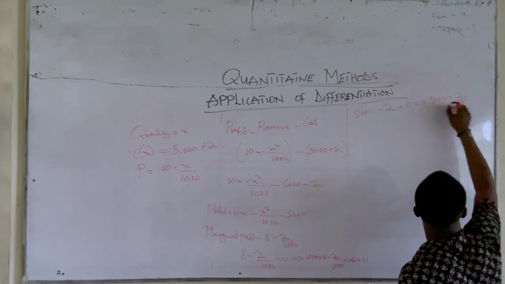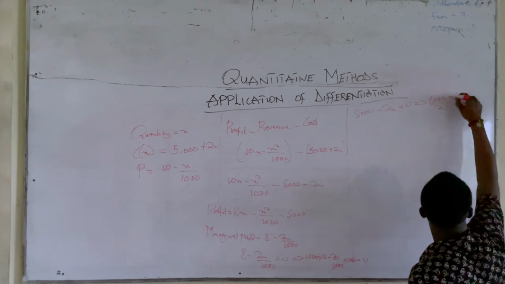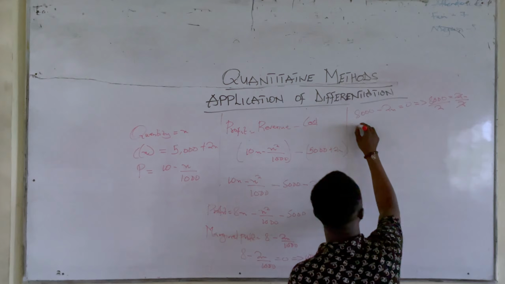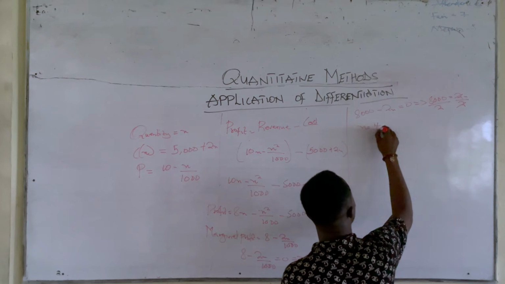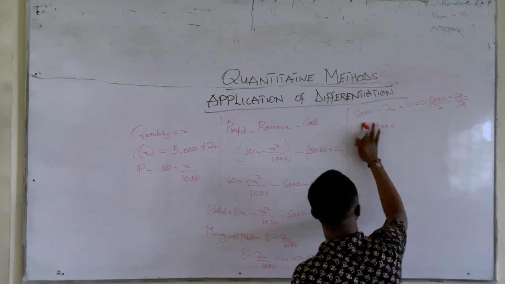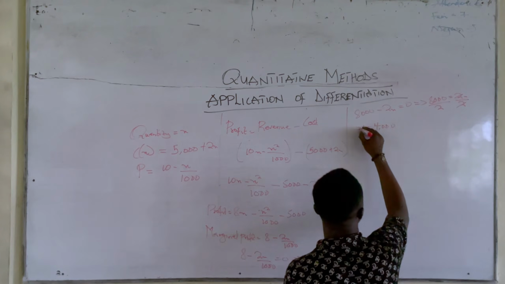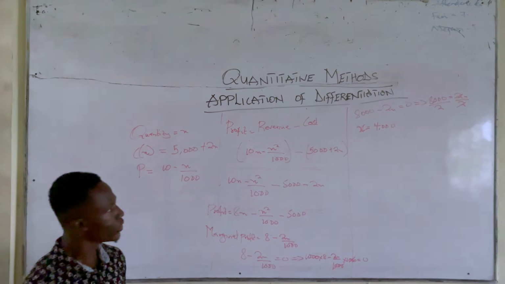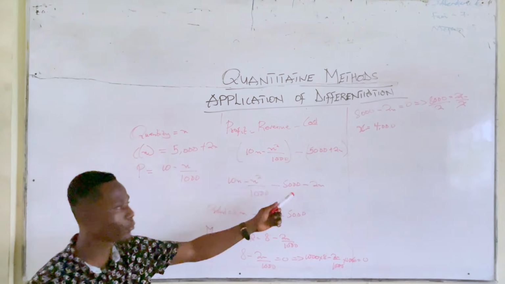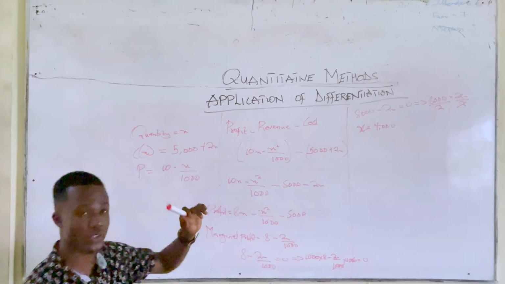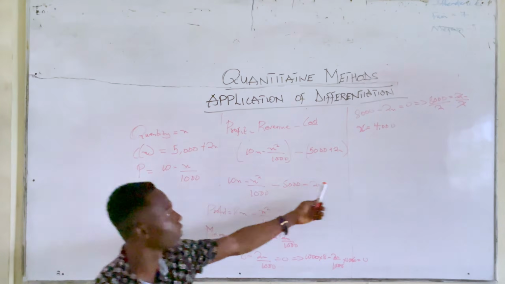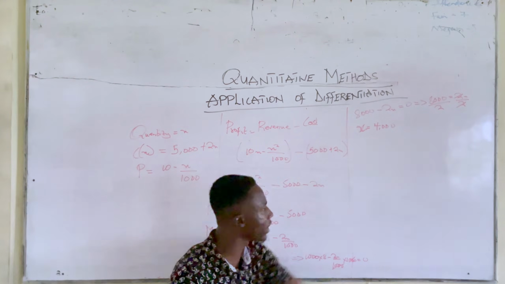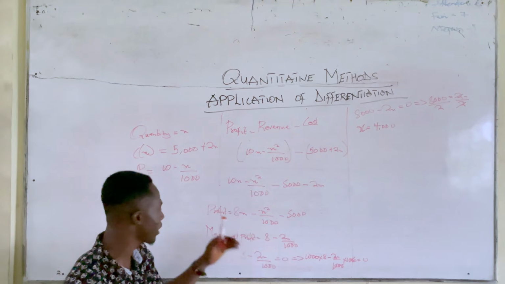You divide both sides by 2. So you have x is equal to what? 4,000. Your x is equal to 4,000. Okay, so you see, for the revenue function, the x was 5,000, but this one, the x is what? 4,000. So if the x is 4,000, you just come and put the 4,000 here.